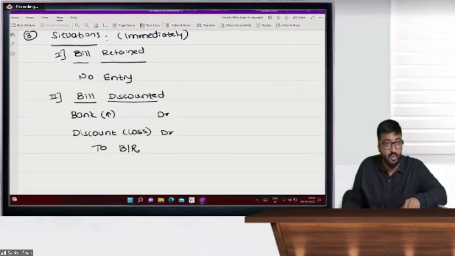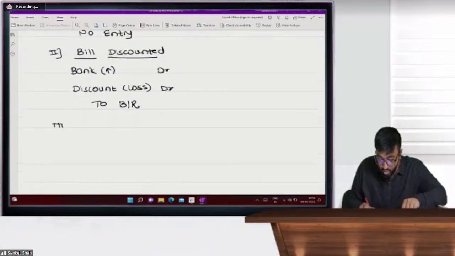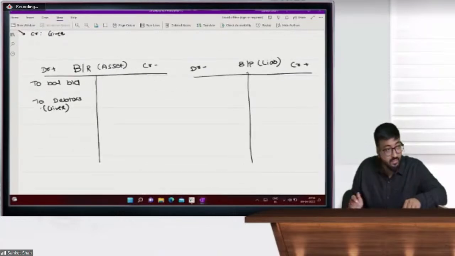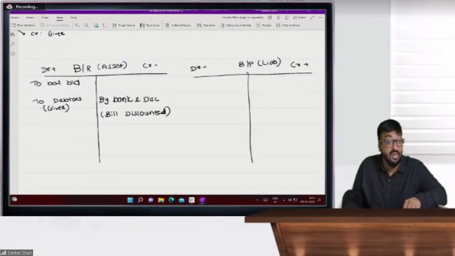To bills receivable. Beta, whichever entry comes, pay full attention. Bill discounted. I just want to show all of them, so that whenever any entry comes, you know how to think. So here, is the bill with you or with the bank? With the bank. So here the entry will be by bank and discount. So this is bill discounted. Now in inter, pro formas are very, very important. Bill discounted.